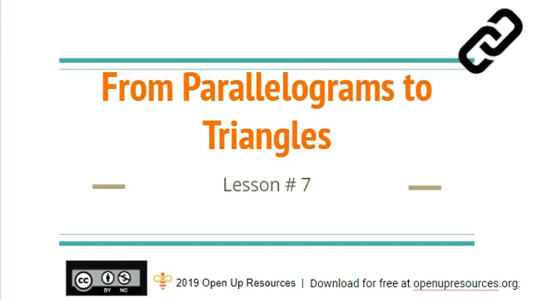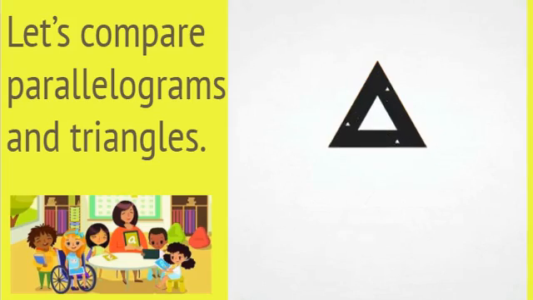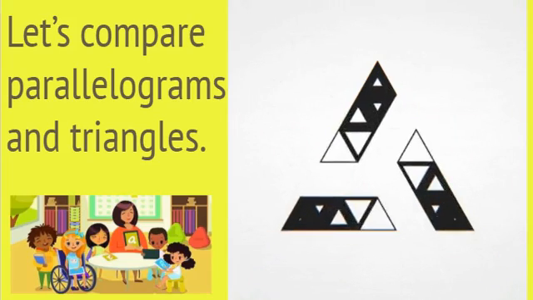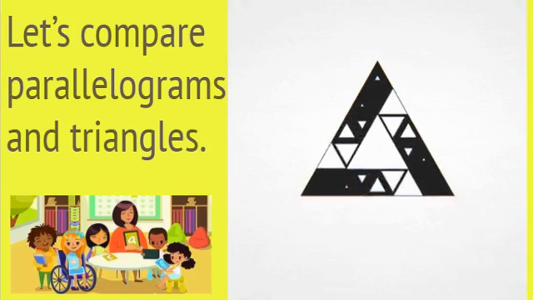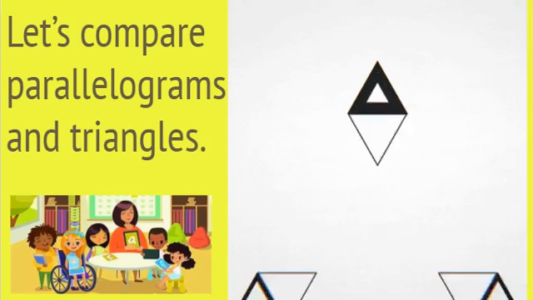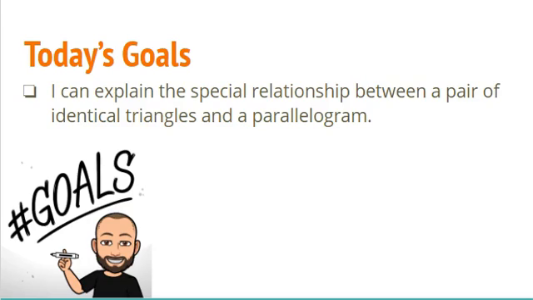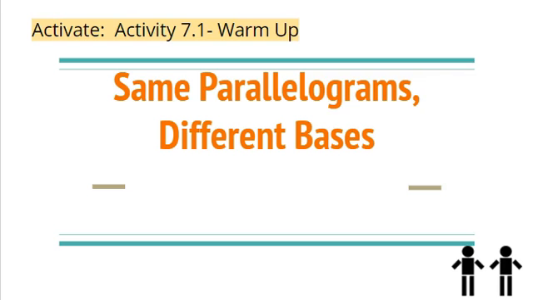From parallelograms to triangles. So this is our next lesson here. We're going to compare parallelograms to triangles and look at some things which should seem familiar. Our I can statement is: I can explain the special relationship between a pair of identical triangles and a parallelogram. So make sure you've got your stuff down, ready to move on.